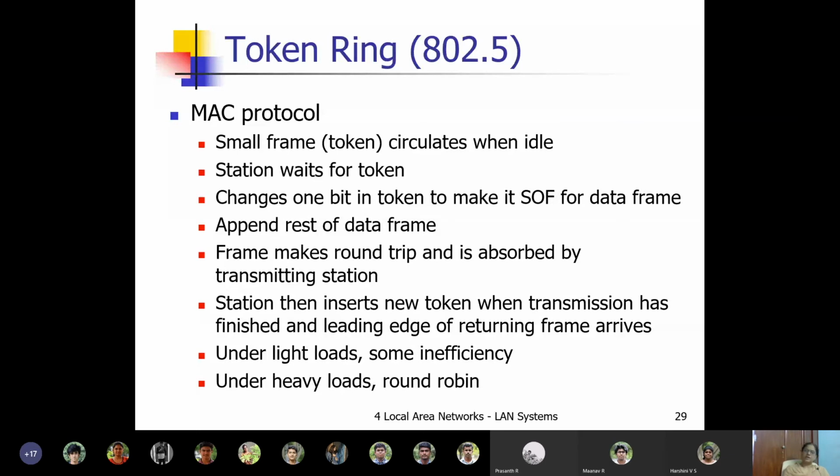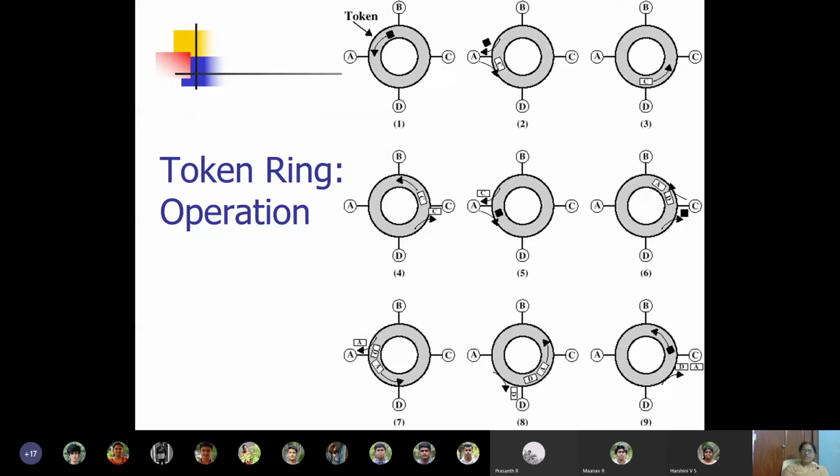Whichever station has anything to transmit will capture the token and change one bit of the token to indicate that it is a data frame. It will attach its data to the frame and then transmit. Here too, after receiving the frame, the token will be regenerated and given to the subsequent station. Same as token bus, the only thing is the last station is again connected to the first station. Same as token bus, it is inefficient under light load and works fine under heavy load.